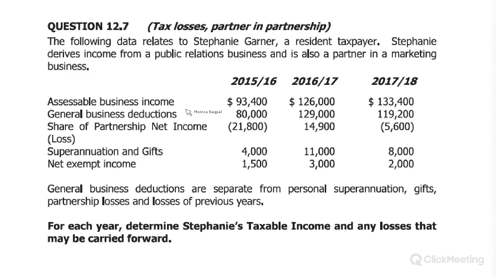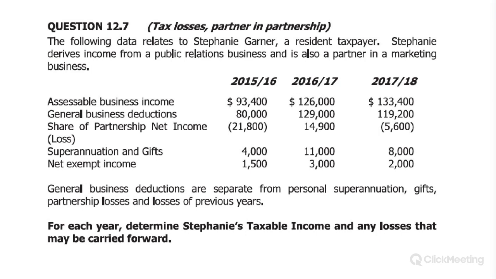So if I go back to the question, you have been given the assessable income here, and you have also been given the deductions and the losses from the partnership side of the business. Then you have been given the super and gift and net exempt income. To calculate the assessable income, take the business assessable income, and then take away any deductions that are given to you in this section. So you have been given a couple of deductions, and you can also take the losses as a deduction in this instance.